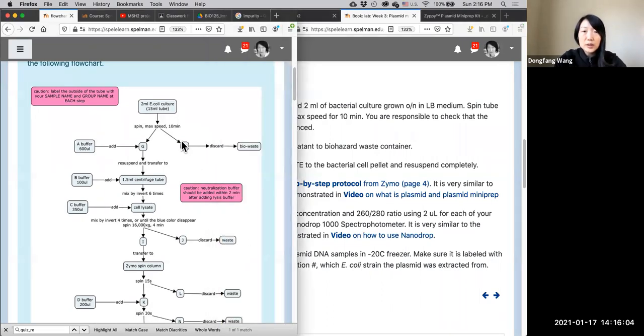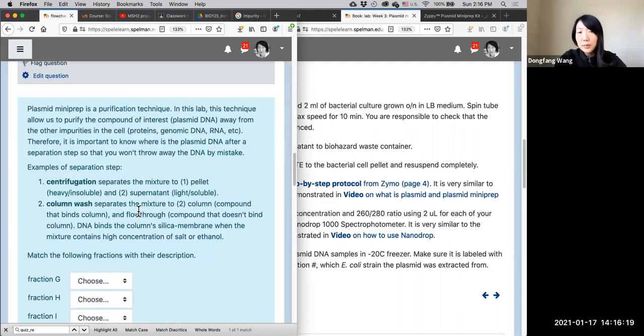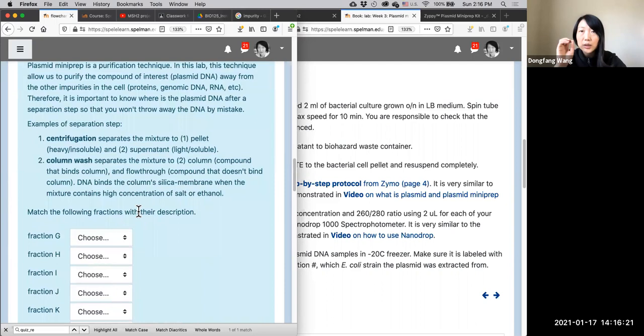So we're going to discard the supernatant. Therefore, fraction H stands for supernatant. This is something we want to discard. And then G stands for pellet. So this is the answer for question number 2. Where is the plasmid DNA? We always want to keep the fraction that contains the plasmid DNA. At this step, the plasmid DNA is still contained within the cell. So fraction G is the fraction we want to keep. This is the pellet.